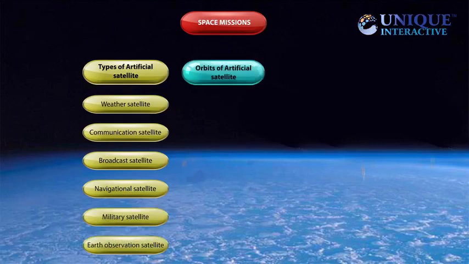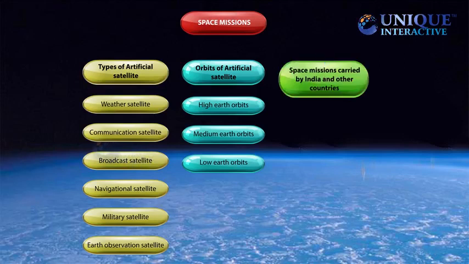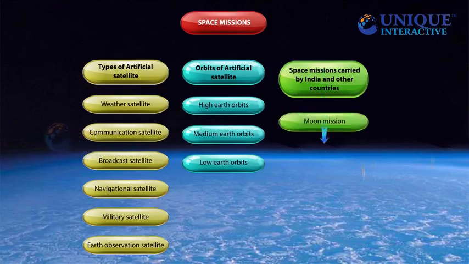There are three types of orbits in which these artificial satellites revolve, namely, the high Earth orbits, which have a height of more than 35,780 kilometers from the Earth's surface. The medium Earth orbits having height of about 2,000 km to 35,780 km from the Earth's surface. The low Earth orbits having height of about 180 km to 2,000 km above the Earth's surface. There are various space missions which are carried out by various countries around the world, such as the Moon mission and Mars mission.